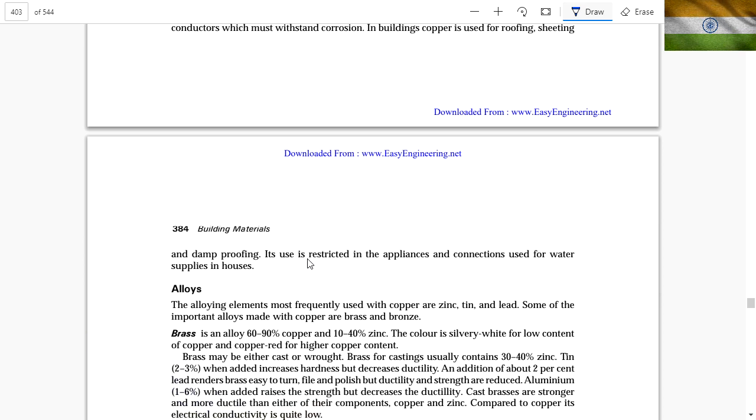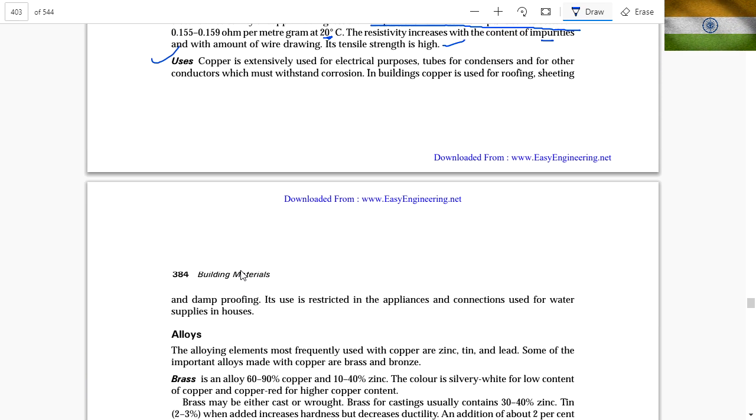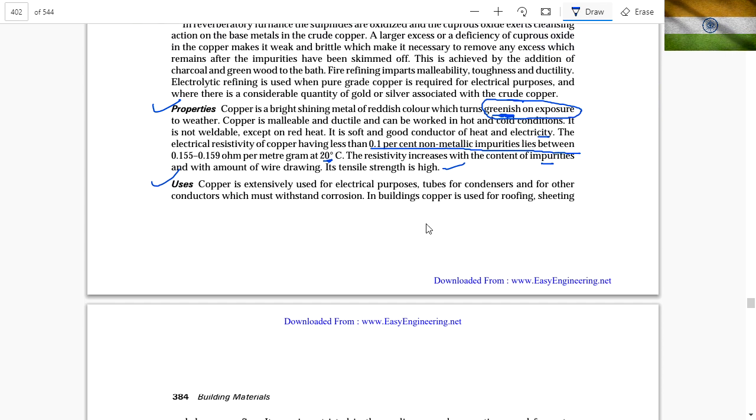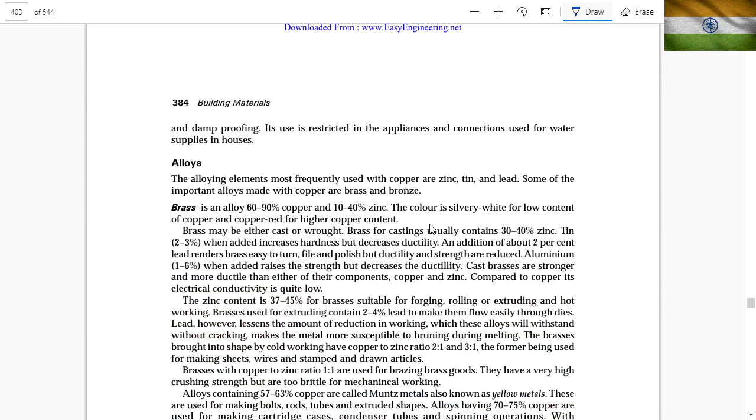Its use is restricted in appliances and connections used for the water supply, because you know that it reacts with the water, as we have seen. When it is exposed to that water, it becomes greenish, right? And that is the problem.